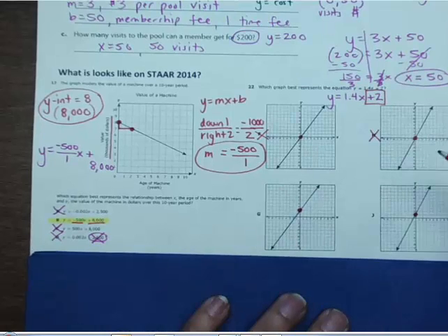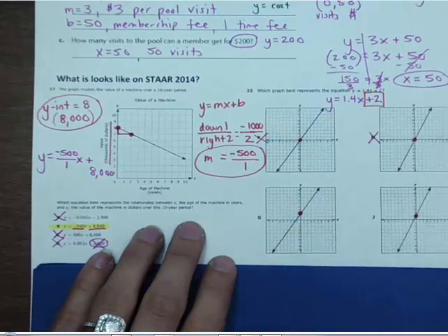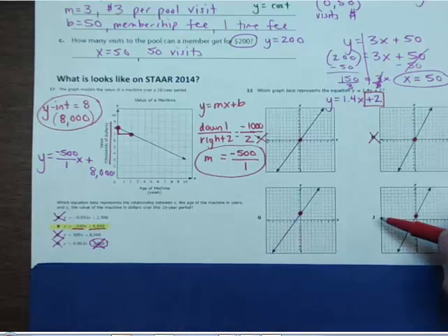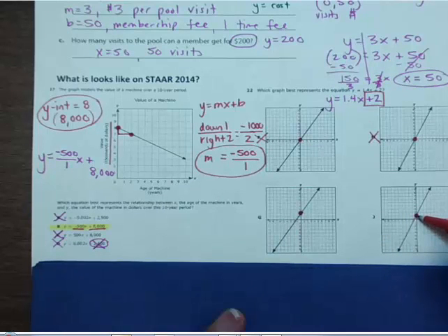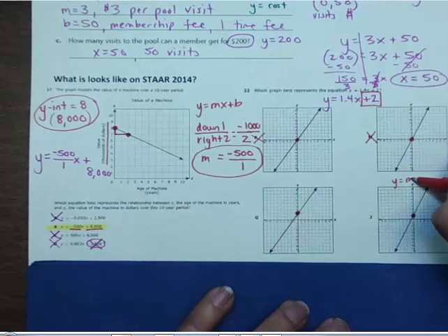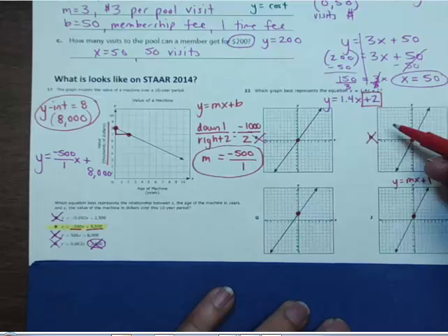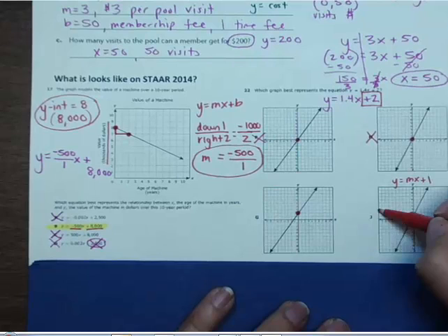If I look at J, I notice that it crosses over at positive 1. So this equation would be y is equal to mx plus 1, which doesn't match up with the equation that was given. So my only answer choice here would be graph G.